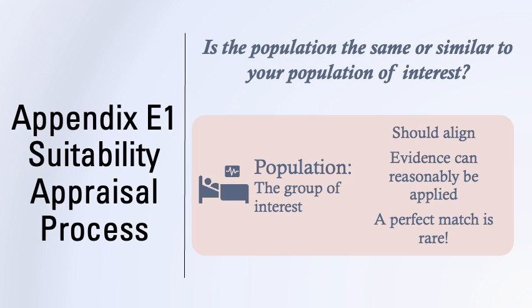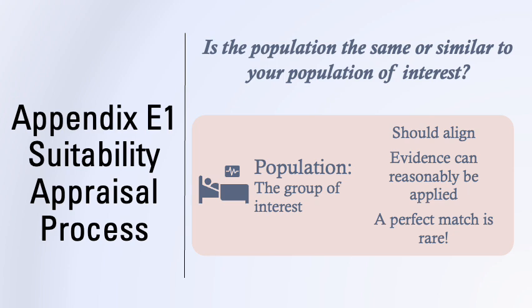A perfect match for population is very, very rare. It is highly unlikely that you will find pre-appraised evidence where the investigators studied the exact same population that you are addressing in your evidence-based practice problem.